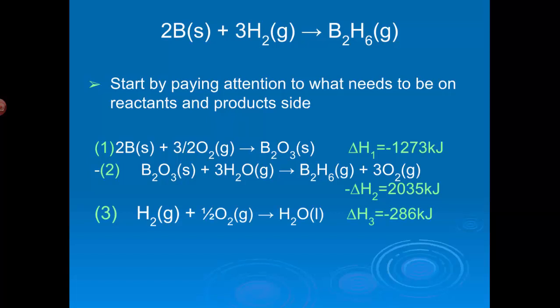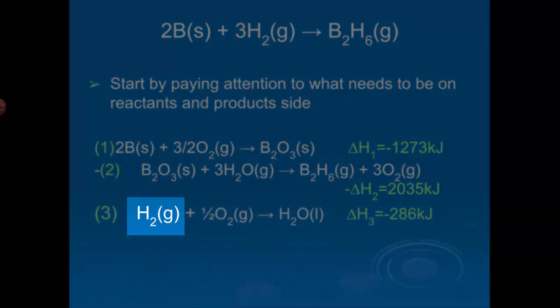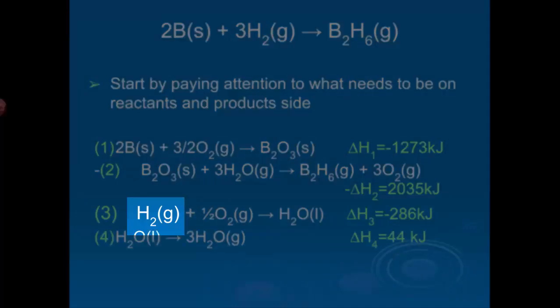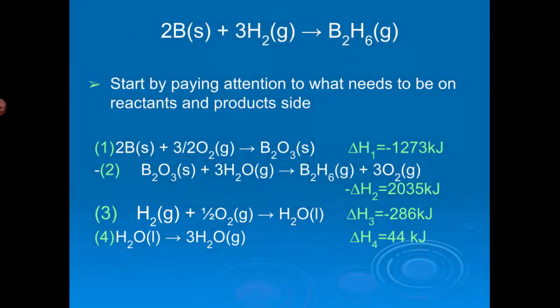The third one can stay as is. And the reason we're going to keep it that way is because ultimately we're going to need to get rid of some water and some oxygen and things like that. But we want to have hydrogen stay on the left because we need hydrogen in our reactants, so we're going to keep that over there. And number 4 we'll keep as well so that we can cancel out some water. All right, so the only one we're reversing now is number 2.